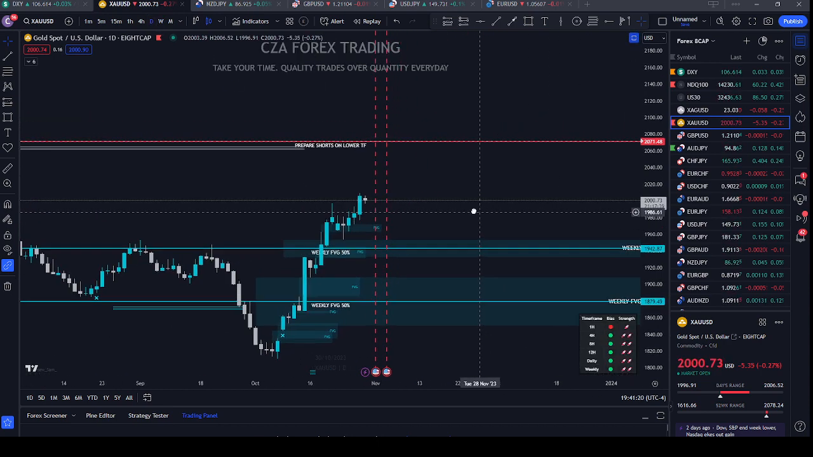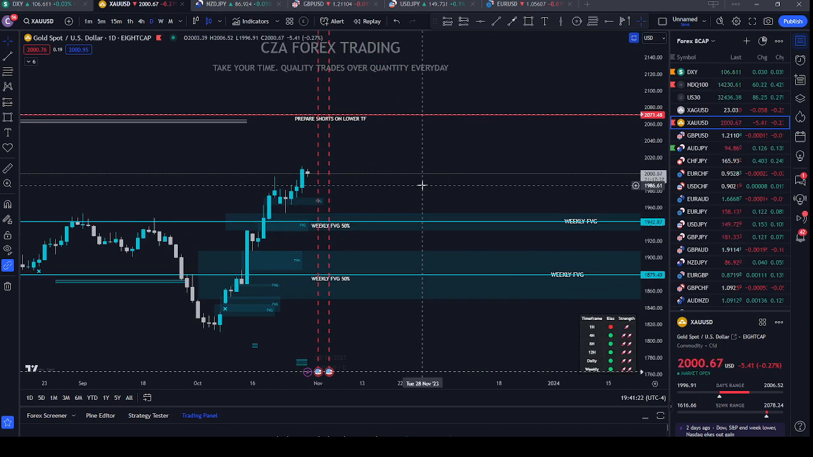Daily time frame, right? We have 1, 2, 3. We have 3 fair value gaps over here overlapping inside this weekly fair value gap, and then we have 1 fair value gap over here overlapping this weekly fair value gap. This fair value gap has been mitigated on the daily.